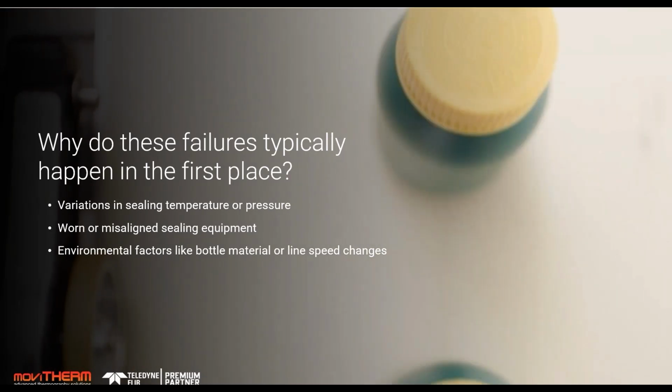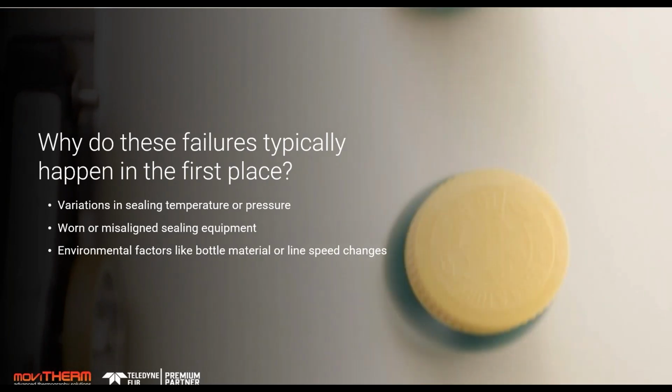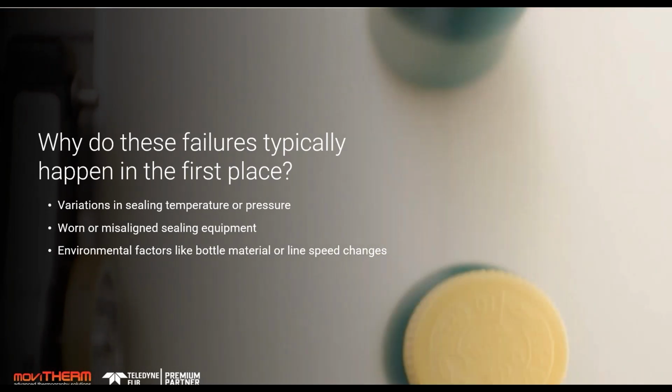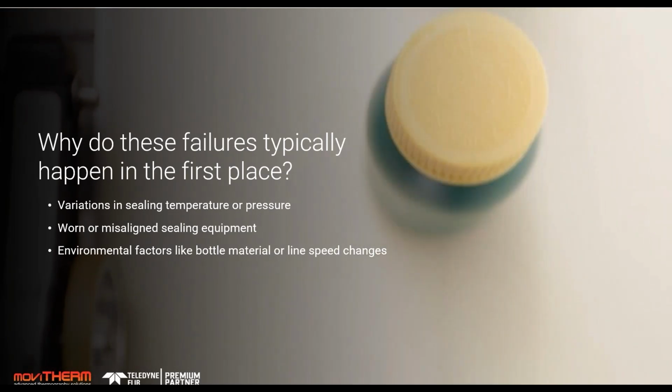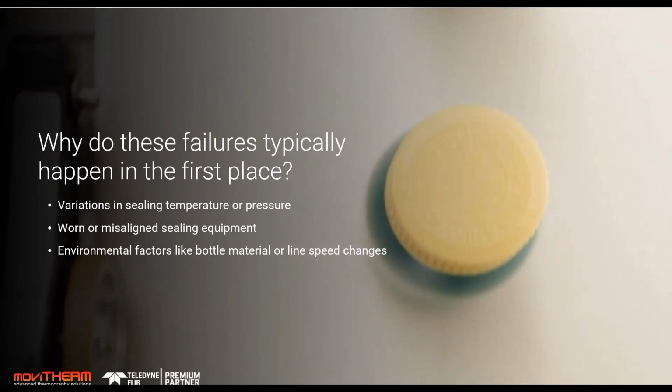I think we'll get into that in some future slides, but I'm curious if you can kind of share maybe a real world example where maybe a faulty seal caused a quality issue or maybe even a recall.